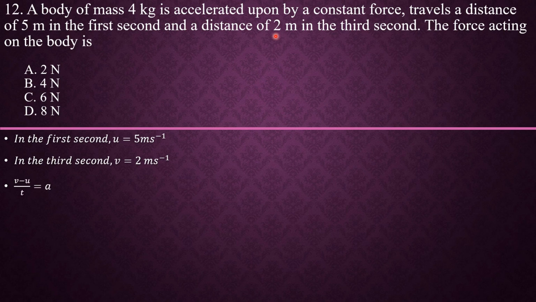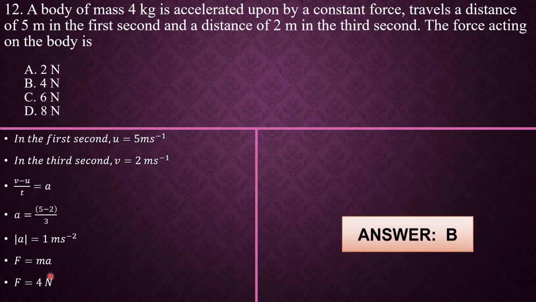And so our acceleration developed by the particle between the first and the third second is actually (v minus u) over t. The total time from the first to the third second is 3 seconds. And so the magnitude of our acceleration is 1 meter per second squared. Our force is ma, and the mass is 4, so our force is 4 newtons. And so our answer is B.